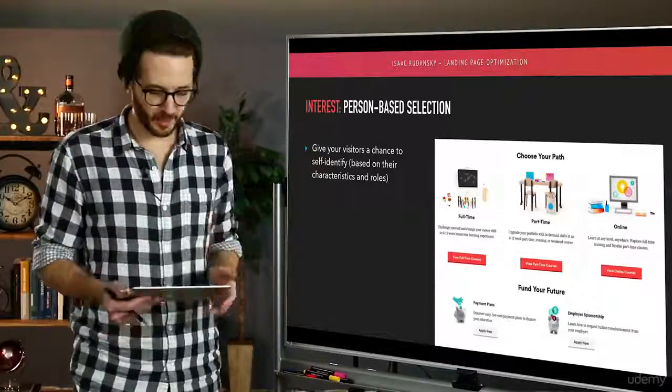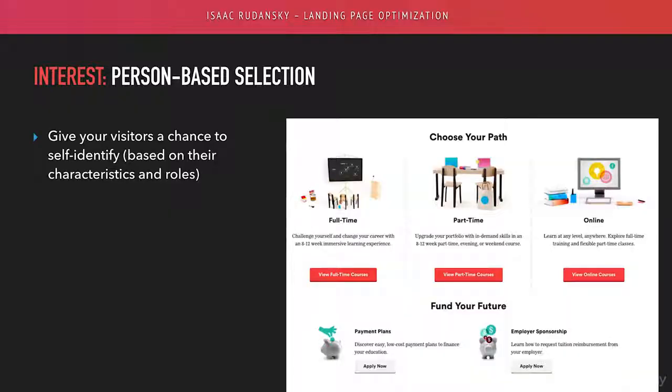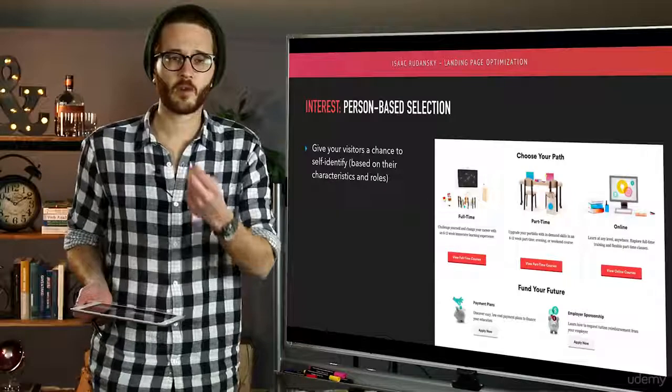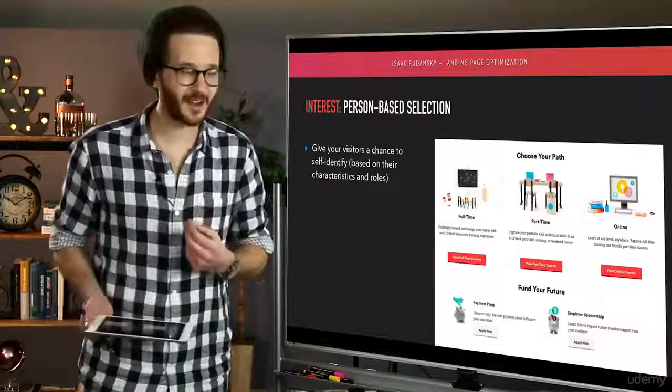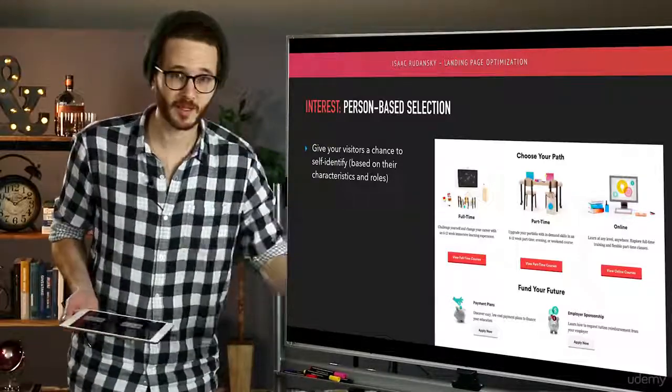And right over here on the right is a perfect example of this. This is a screenshot from a website called generalassembly.com. They're a large training company based out of New York City. And as you see, they have a few different options for a person to navigate further into the funnel. Full-time, part-time, online, right? Those are characteristics of you, of the user. They're not necessarily characteristics of their products.